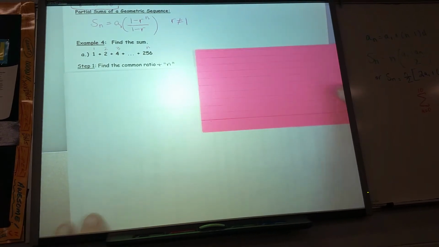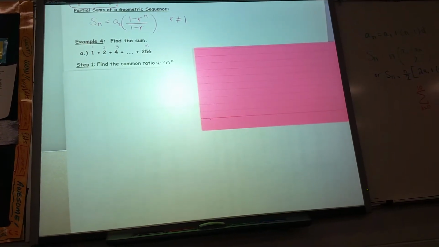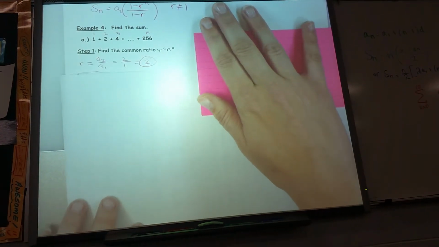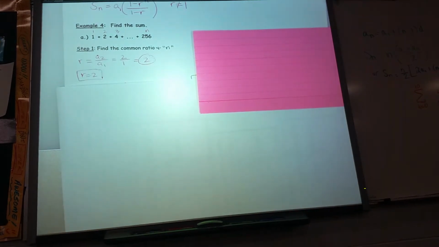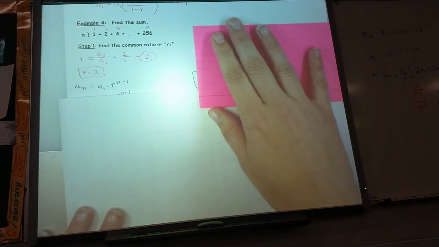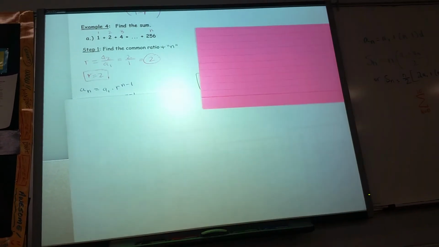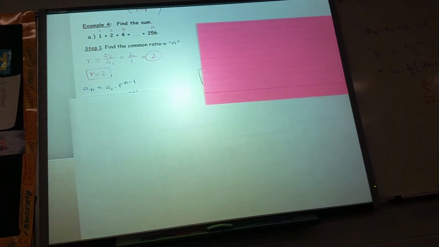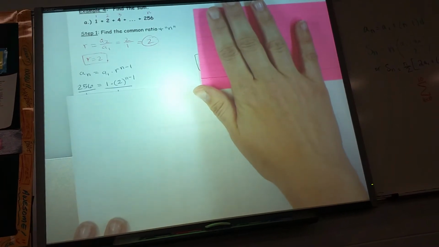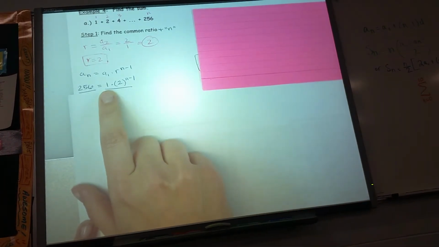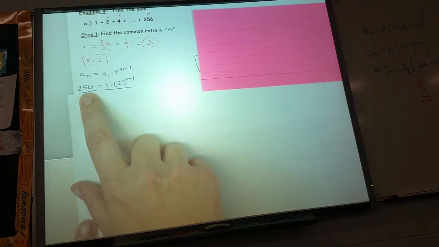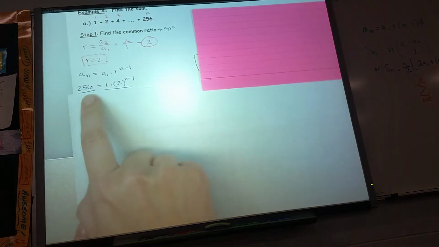Okay, so for step 1, you want to find the common ratio, and you want to figure out your n for how many terms there are. Okay, so to find r, again, we're just going to use A2 over A1, which is going to be 2. Okay, and then to figure out n, what I'm going to do is use the new formula that we talked about today, a sub n equals a sub 1 times r to the n minus 1, and I'm gonna plug in what we know. So I know that a sub 1 is 1, I just found that r was 2, and I know that a sub n term is 256 from our sequence here.